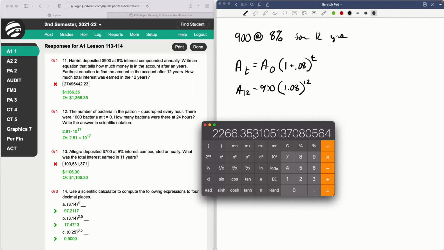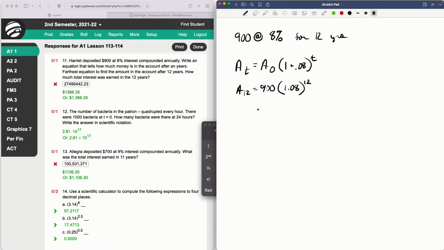So this is the total amount after 12 years, including the 900. We don't want to include the 900. We just want to know how much total interest, not total balance that's in the account. We just want to know how much interest she earned after 12 years. So we are going to subtract the $900 out of that. And so we get $1,366.35. And that's our answer.